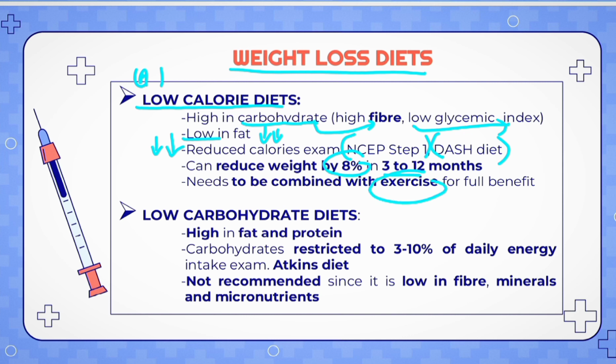The second kind of weight loss diet is low carbohydrate diets. As the name suggests, here the carbohydrate is restricted to 3 to 10% of the daily energy intake, and these diets are high in fat as well as in protein, and the best example of such a low carbohydrate diet is the Atkins diet. However, these low carbohydrate diets are not recommended because they are low in fiber, low in minerals as well as low in micronutrients.